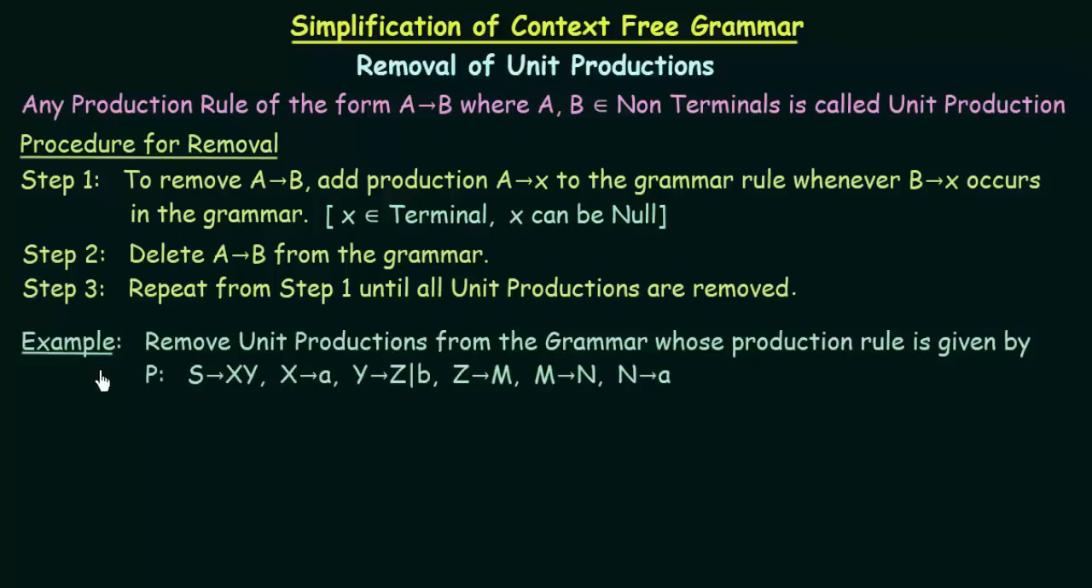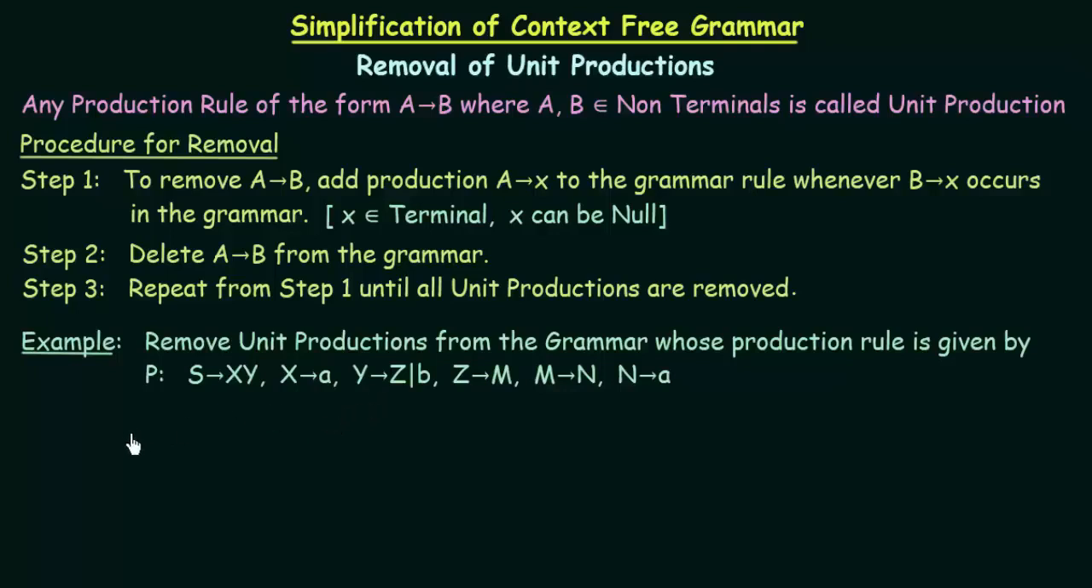Here we have an example which says: remove unit productions from the grammar whose production rule is given by this P, where S is the start symbol and S gives XY, X gives A, Y gives Z and also B, Z gives M, M gives N, and N gives A. This is the production rule of the grammar, and our task is to remove the unit productions from this grammar. First of all, let us see what unit productions we have in this grammar.